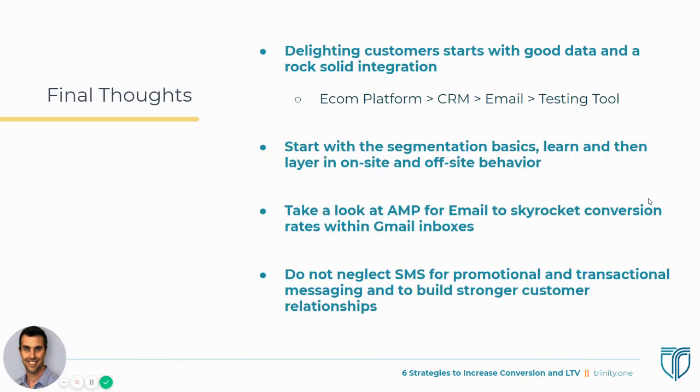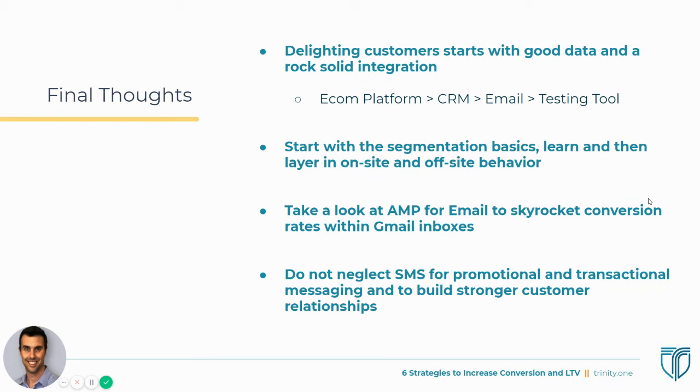Some final thoughts as it relates to your email marketing program and personalization. Delighting customers starts with good data and a rock solid integration. If you have an e-commerce platform or a standard content management system like WordPress, it has to be synced up with a customer relationship management system, a Salesforce or similar, that will interface with an email platform that'll then interface with a testing tool. Now, you can go with one system that does all of this. You can use best in breed and stitch them together with web apps, but you need all four of these things. And without question, to reach your potential, you're going to need to get it all integrated and effective.